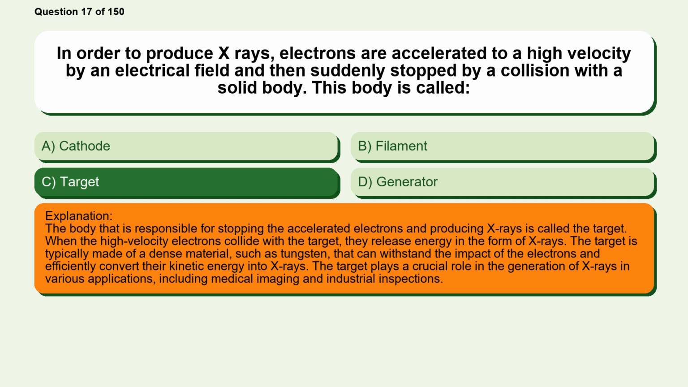The body that is responsible for stopping the accelerated electrons and producing X-rays is called the target. When the high-velocity electrons collide with the target, they release energy in the form of X-rays. The target is typically made of a dense material, such as tungsten, that can withstand the impact of the electrons and efficiently convert their kinetic energy into X-rays. The target plays a crucial role in the generation of X-rays in various applications, including medical imaging and industrial inspections.